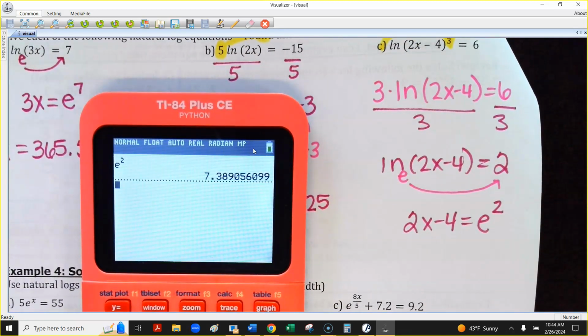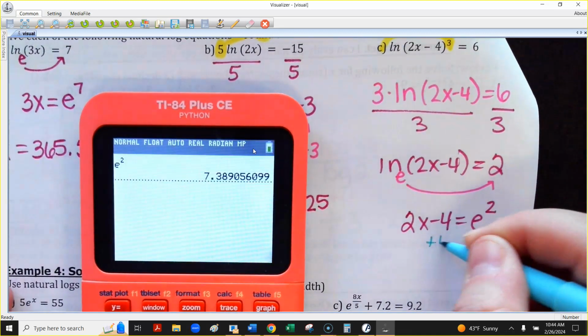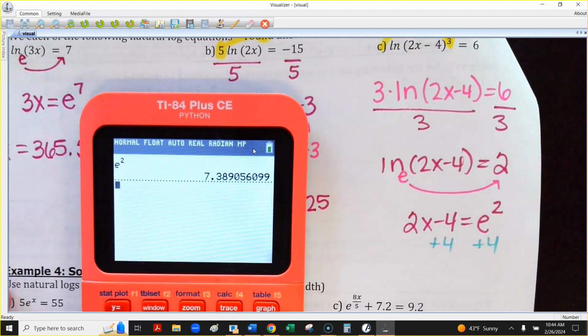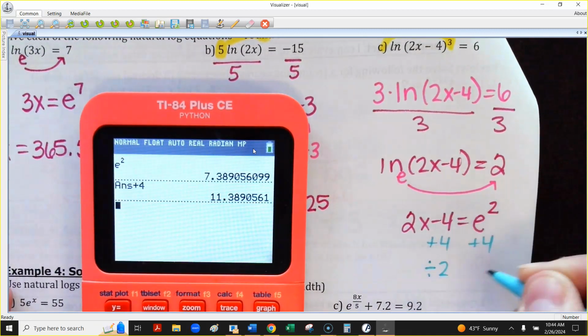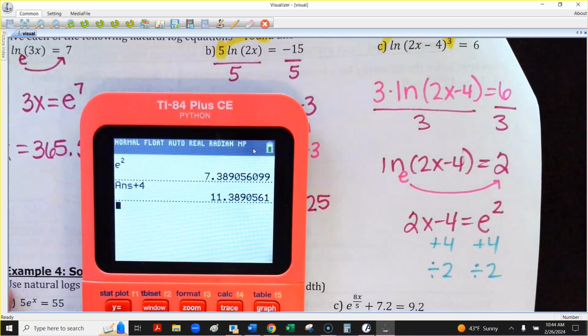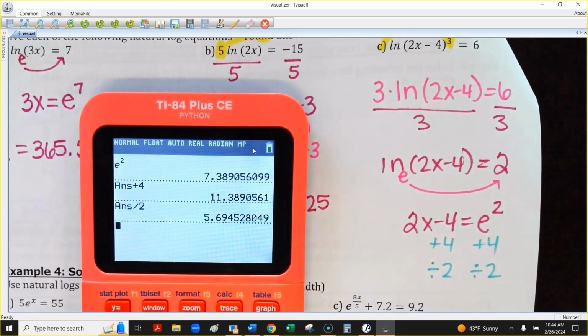Add the 4. We're just going to undo our order of operations. So just right on the calculator screen, I'm going to put plus 4, and then you would divide by 2. That way I'm not rounding multiple times as I do the problem, because the more you round, the more inaccurate your answer is going to be.